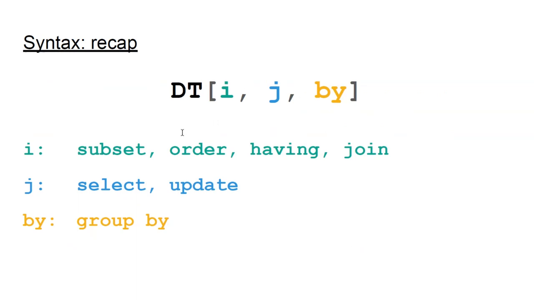Now, one slide of recap of the arguments in the square bracket method, and how we are using them. So first, it's called i. We can subset, order, filter, using aggregated, so having, and we can join. Then the second one is j. We can select or update some columns. And the third one is by. It is used to specify grouping variables. There are many more arguments there. It's just that those three are the basic, most commonly used ones.